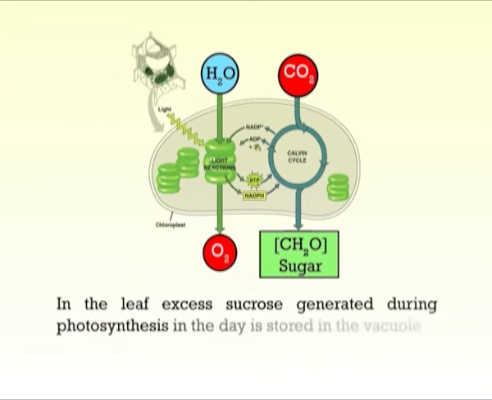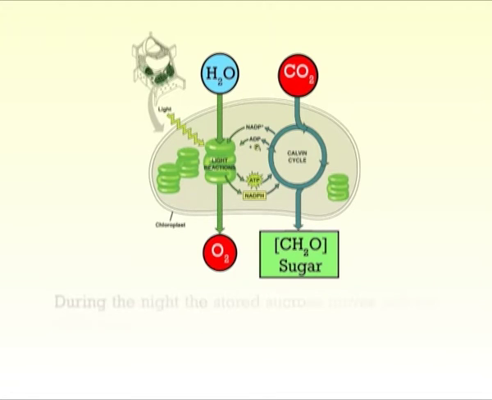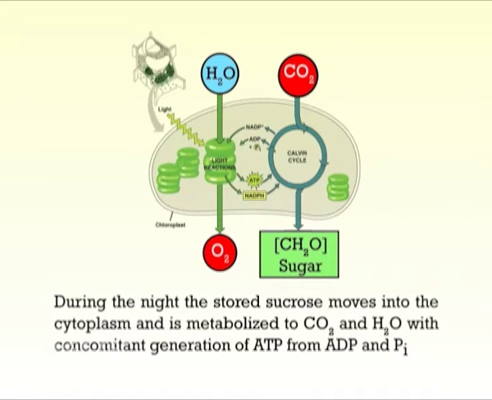In the leaf, for example, excess sucrose generated during photosynthesis in the day is stored in the vacuole. During the night, the stored sucrose moves into the cytoplasm and is metabolized into carbon dioxide and water with concomitant generation of ATP from ADP and inorganic phosphate.